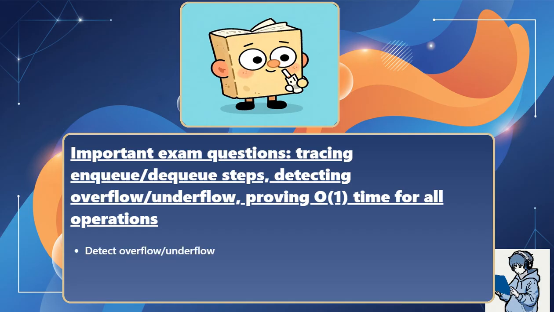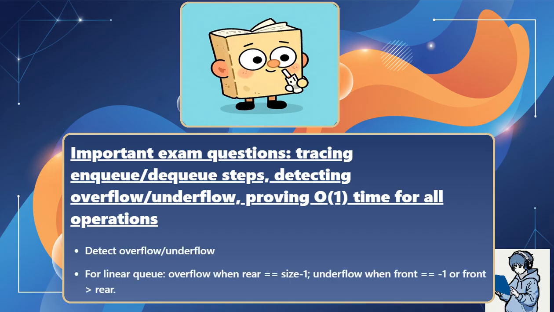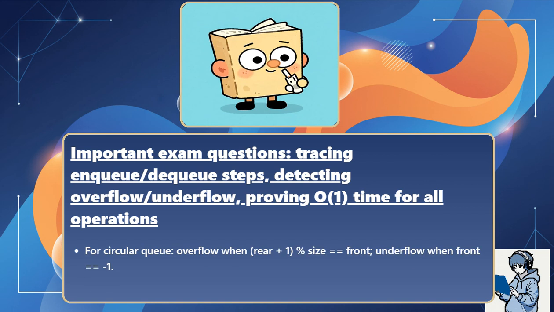Detect overflow and underflow. For linear queue, overflow when rear equals size minus 1. Underflow when front equals -1 or front is greater than rear. For circular queue, overflow when (rear + 1) modulo size equals front. Underflow when front equals -1. For linked list, overflow never occurs unless the system runs out of memory.